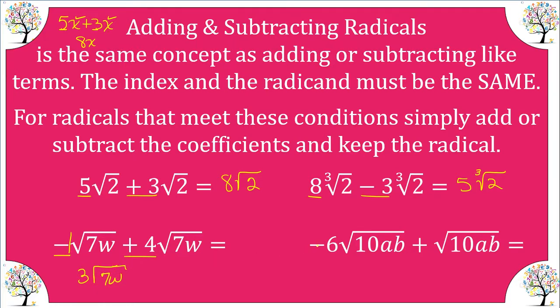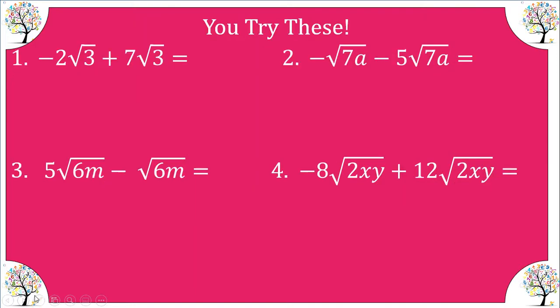And our last example together, we have the radicand 10ab and 10ab. There's an understood +1 here as my coefficient. So we're going to combine our coefficients and we get -5 times the square root of 10ab. Now you pause the video, and like always, when we come back, we will do these together.